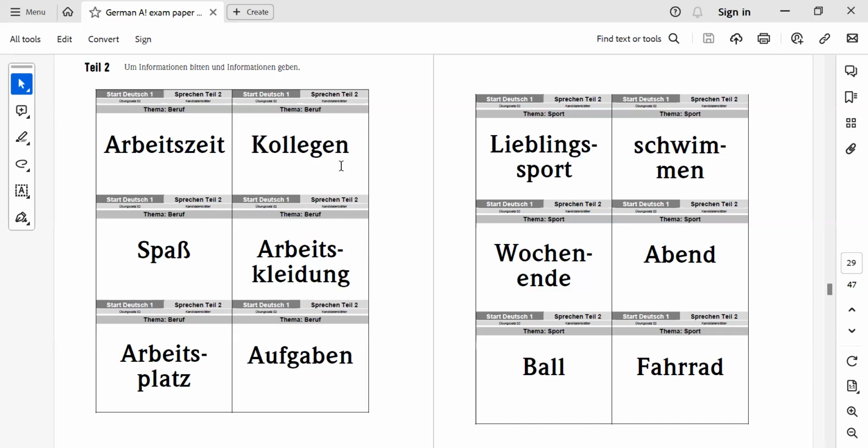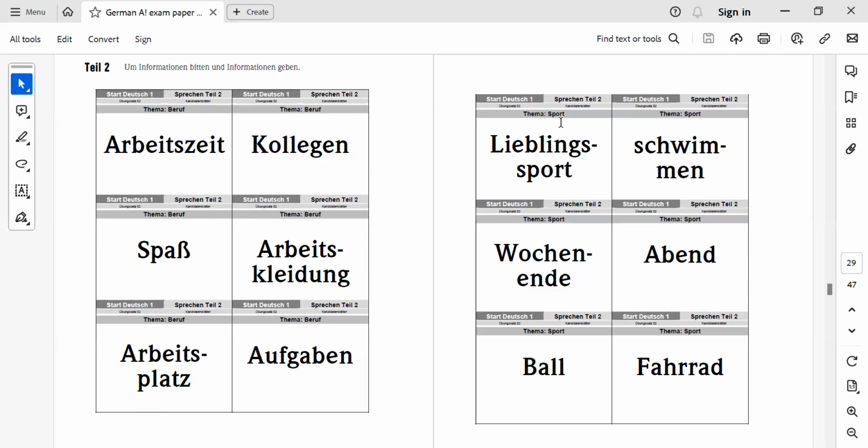Okay. So now you have got this many cards. She is giving you, for example, Arbeitszeit and Kollegen. First you should know the meaning of Arbeitszeit. Arbeitszeit means work timings. What is your work timing? Kollegen means colleagues. Spaß means fun. Arbeitskleidung means your work dress, or it is also called uniform. Arbeitsplatz means workplace. Aufgaben means tasks.